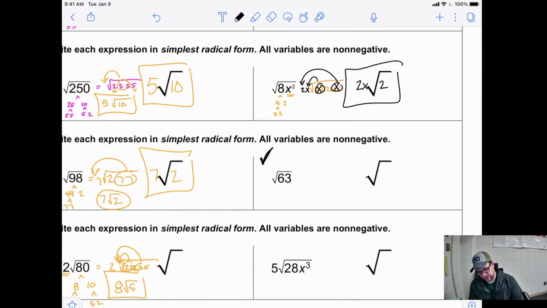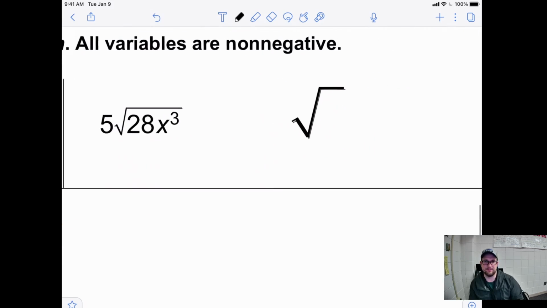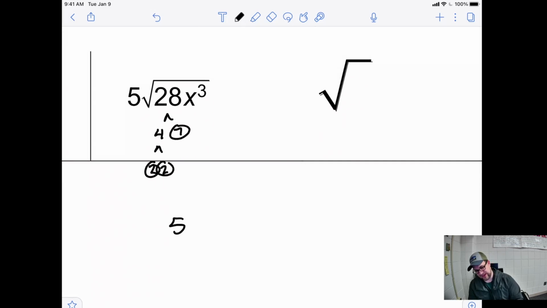This one, you guys got this one. This one may be like the toughest simplifying one we're going to be giving you. So let's just take care of this one together. So 28 would be 4 and 7, which is 2 and 2. 7 doesn't get smaller. So I'm going to have a 5 square root of 2 7. And then since I had x to the third, I'm going to have x, x, x.